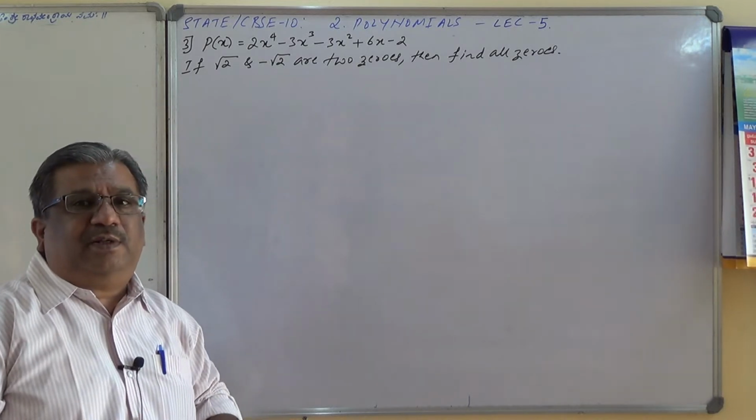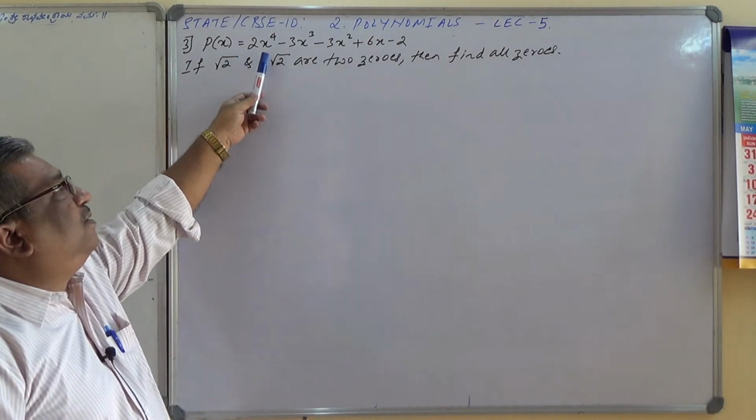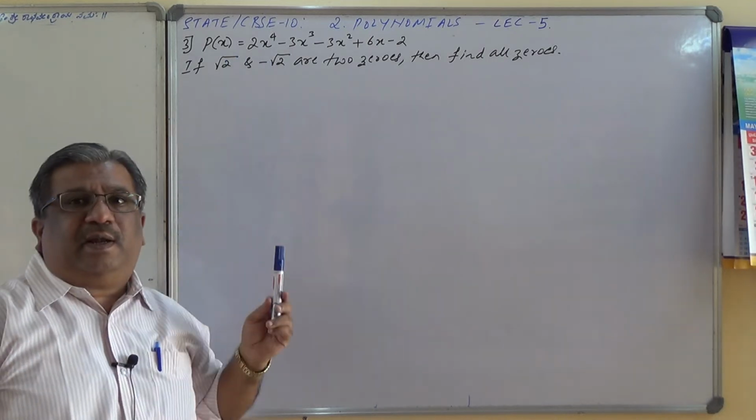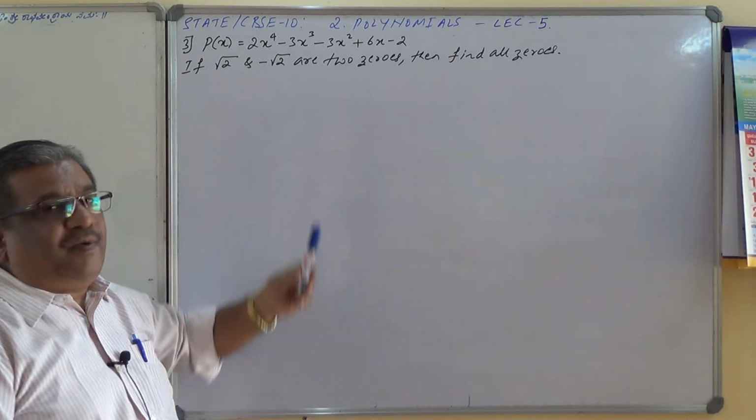What do you mean by all the zeros? How many zeros will be there? So look at the polynomial. This is of degree 4, so therefore it can have maximum 4 zeros. 2 zeros have been given, another 2 zeros are to be found out.